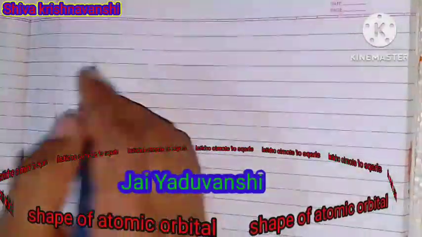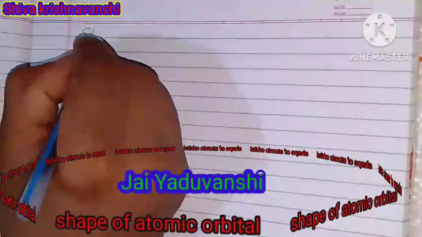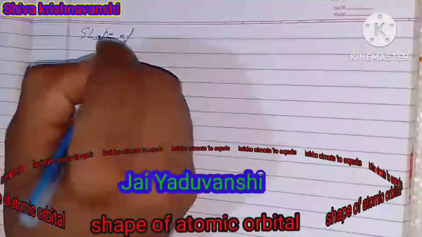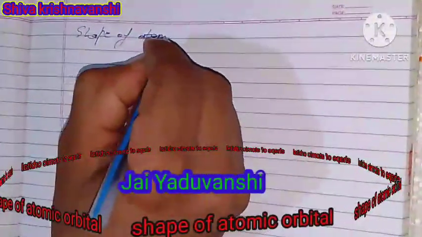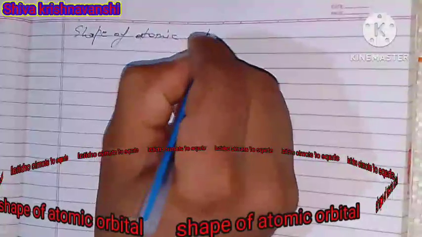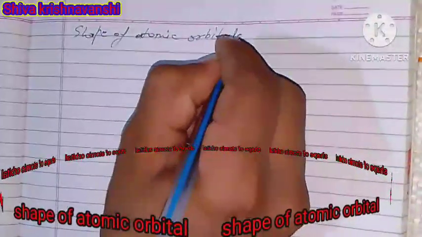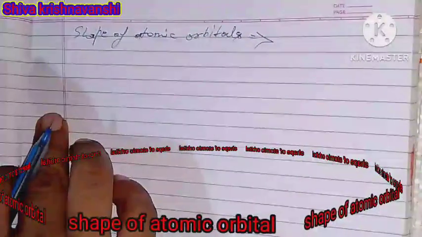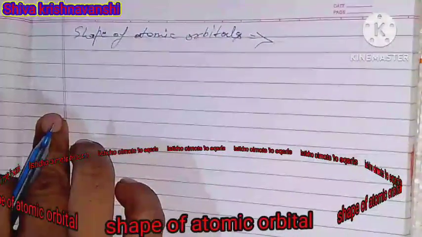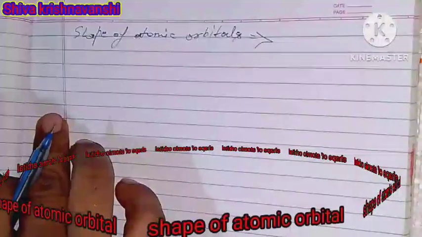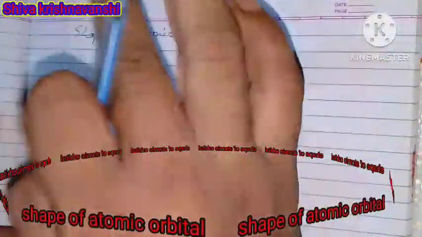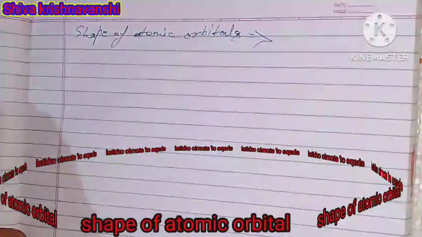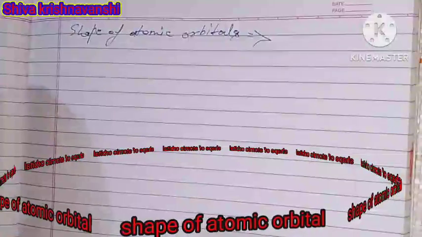Shape of atomic orbitals. The angular probability distribution curve gives the probability of finding an electron in a given direction. Hence, it gives the shape of the orbital.